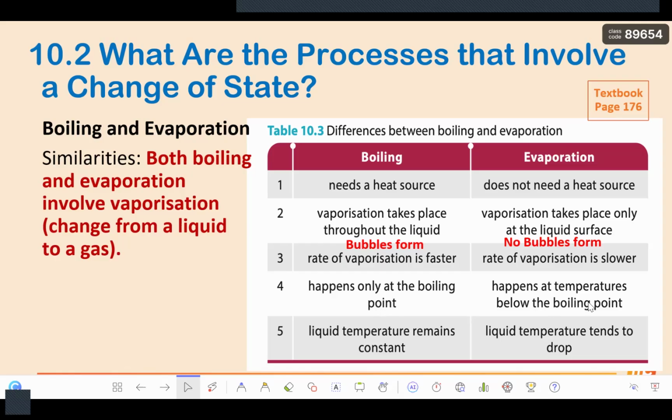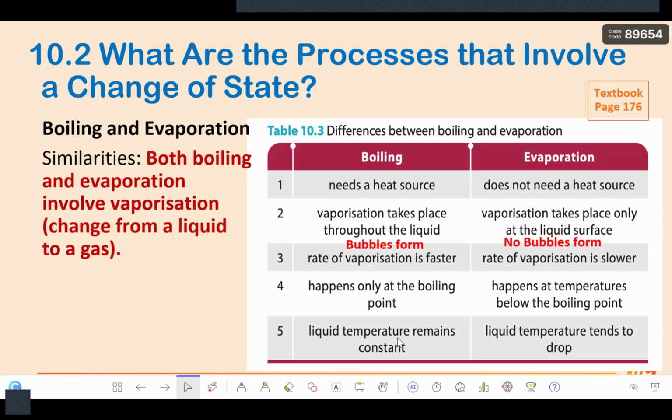But evaporation happens all the time. Even before I reach my boiling point, I don't need to reach 100 degrees. I don't need to reach 78 for my ethanol. It happens even at room temperature.